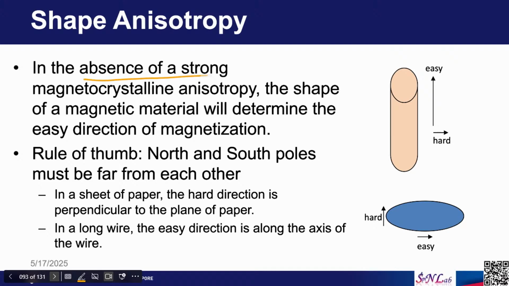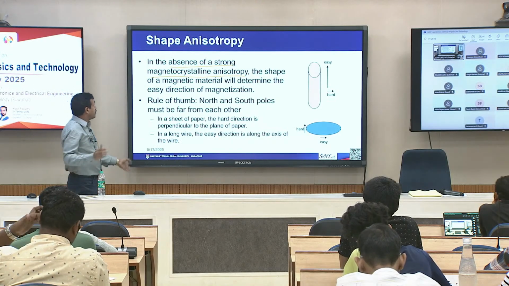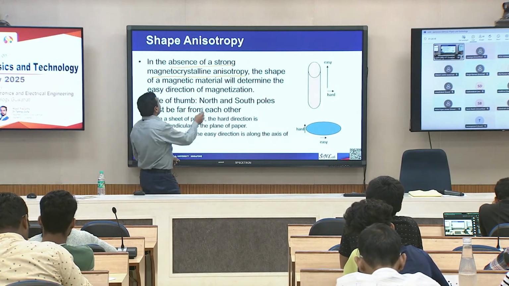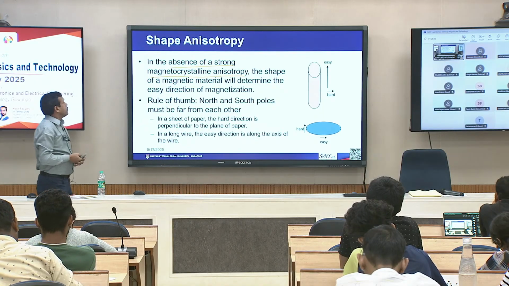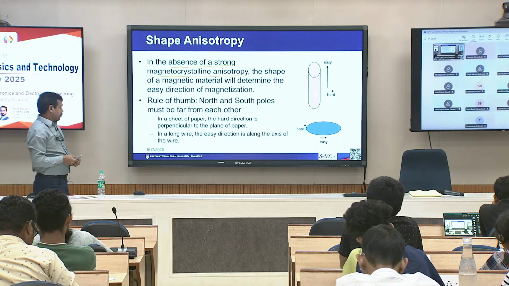So, let us say there is no other form of anisotropy, so there is no magnetocrystalline anisotropy. Then you prepare a certain material into a cylindrical shape or the shape of a paper. Then because of the shape there will be some easy direction and hard direction, and that is called shape anisotropy.